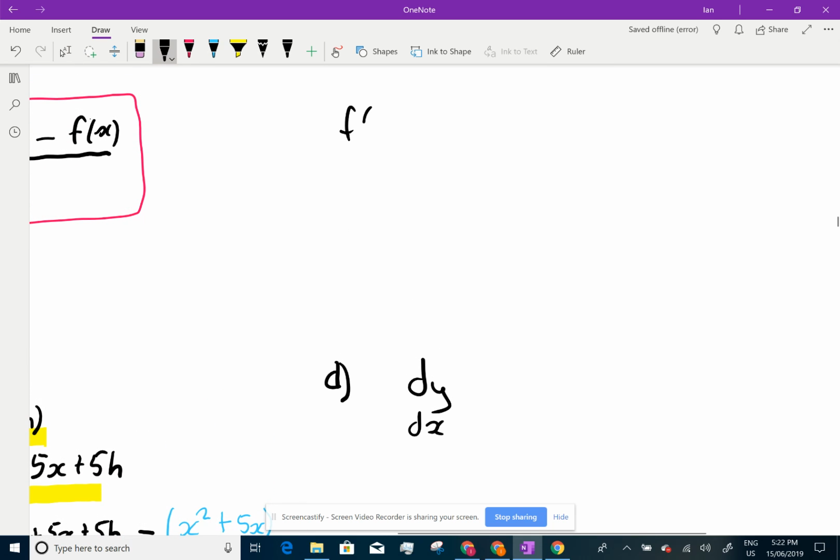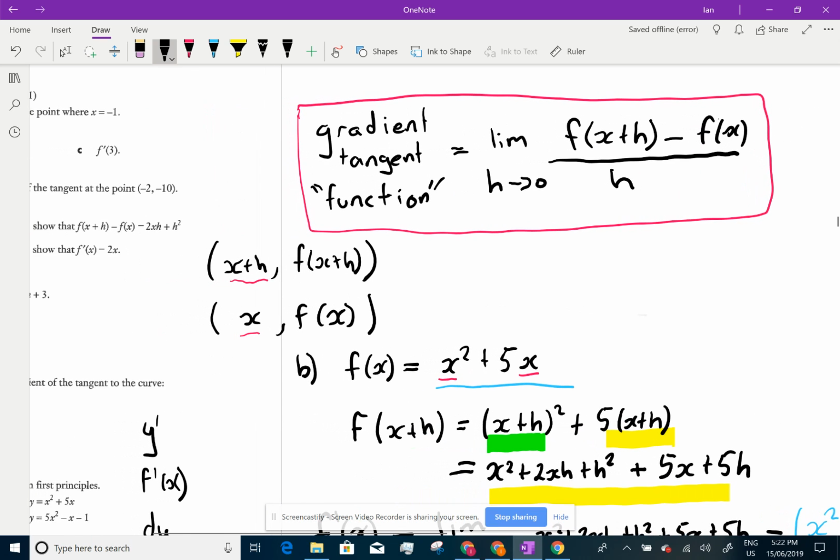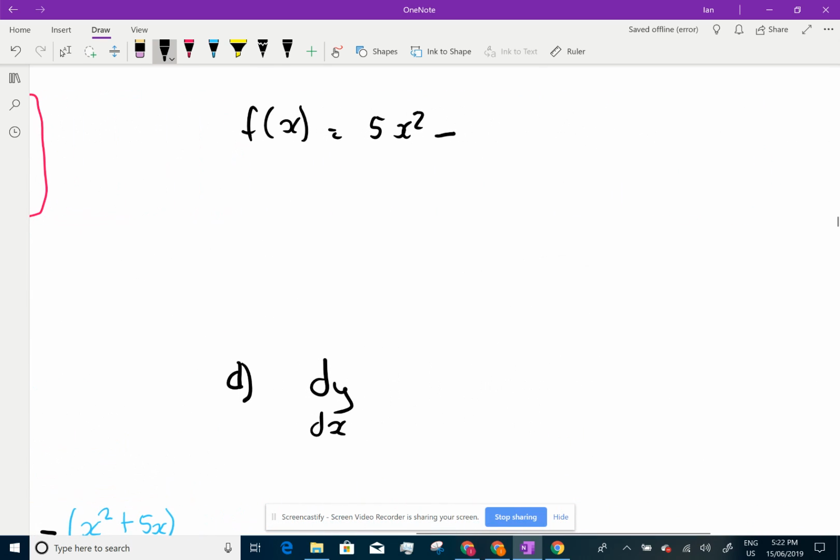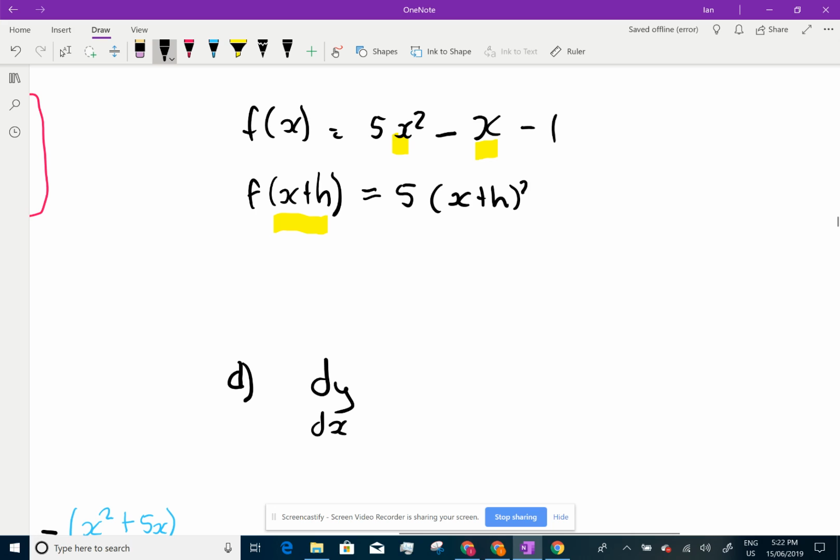So f of x is 5x squared minus x minus 1. Well, f of x plus h means I'm going to put this everywhere I have an x. I'm going to be careful with parentheses as well. So I've got a 5, I've got x plus h all squared minus x plus h minus a 1.